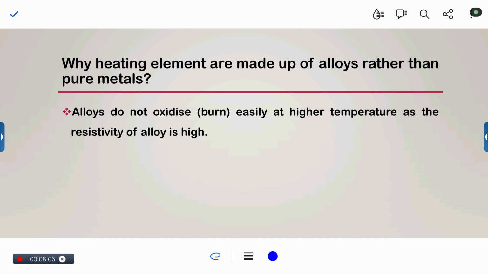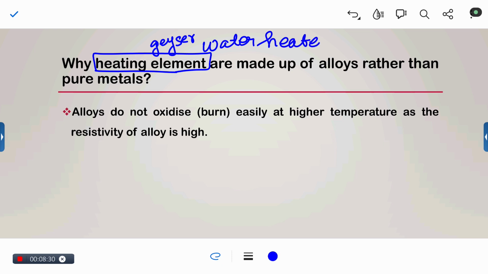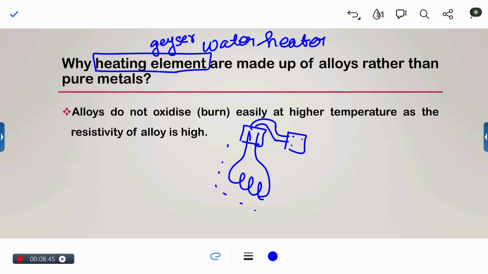Next, why are heating elements made up of alloys rather than pure metals? Heating element means, for example, if you take the geyser, the conducting material present inside the geyser is the heating element. Not only this, even the immersion water heater has, at its end, a spring-like structure. We call this part the alloy.